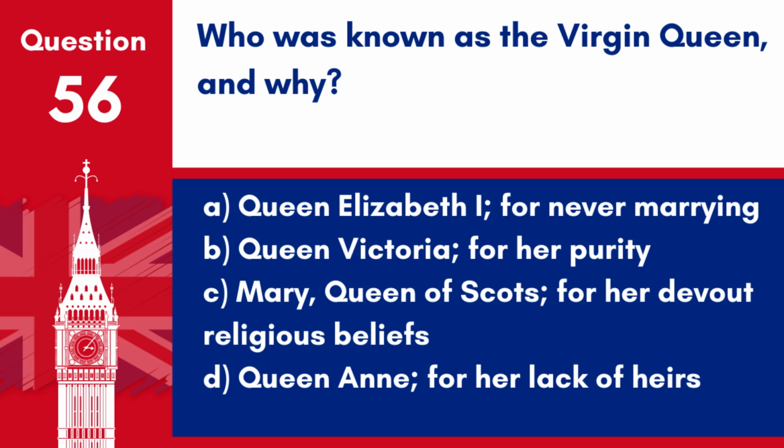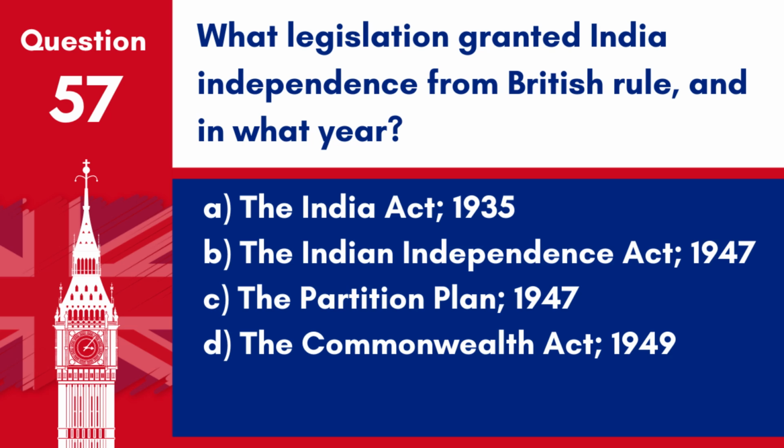A. Queen Elizabeth I, for never marrying. B. Queen Victoria, for her purity. C. Mary, Queen of Scots, for her devout religious beliefs. D. Queen Anne, for her lack of heirs. Answer. A. Queen Elizabeth I, for never marrying. Elizabeth I was known as the Virgin Queen because she never married, a status that became a symbol of her reign. Question 57. What legislation granted India independence from British rule and in what year?